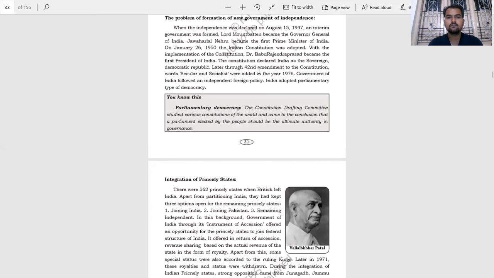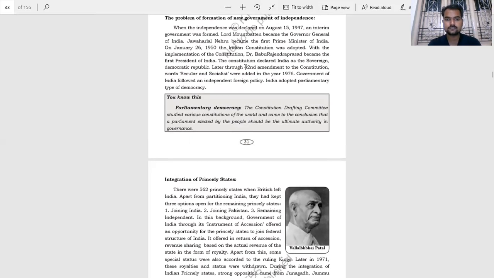When we made our constitution, the original preamble had 2 words, secular and socialist. India is secular and socialist. But afterwards, what happened? We added 2 other terms. These 2 terms were added later, in 1976, by the 42nd amendment.